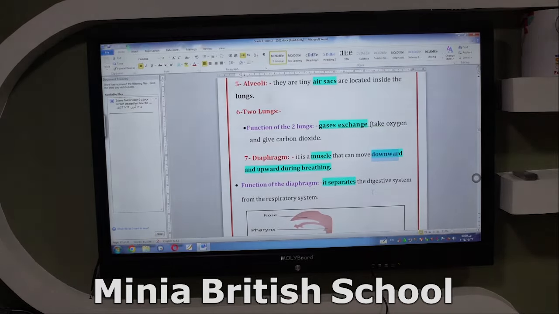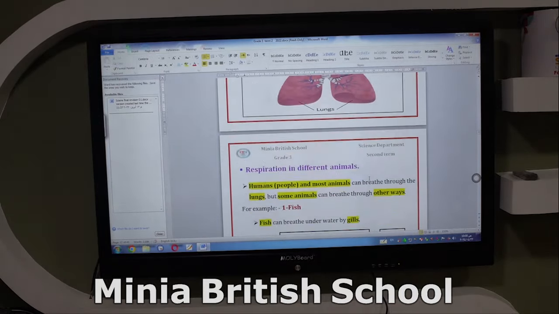What is the job of the diaphragm? The diaphragm separates the digestive system from the respiratory system. And that's all about the respiratory system. Okay? Now, new title, respiration in different animals.